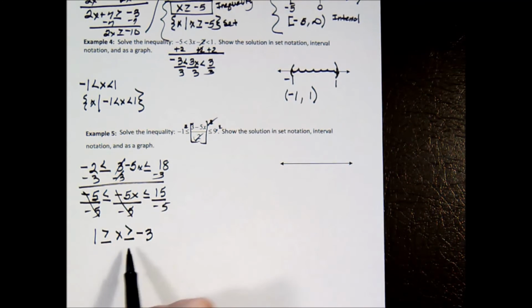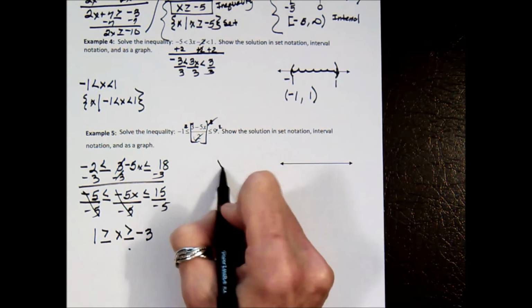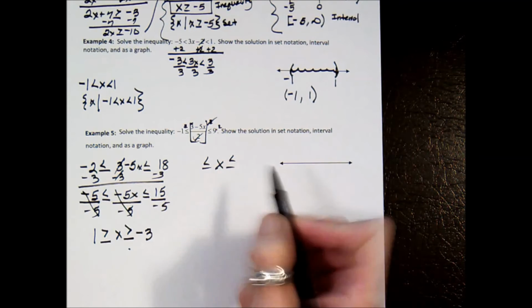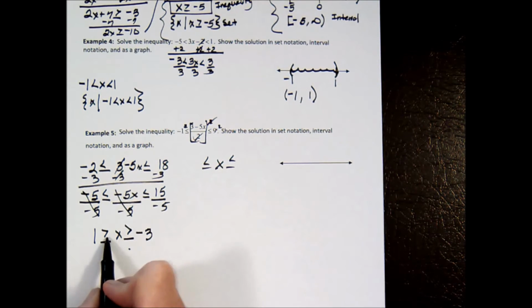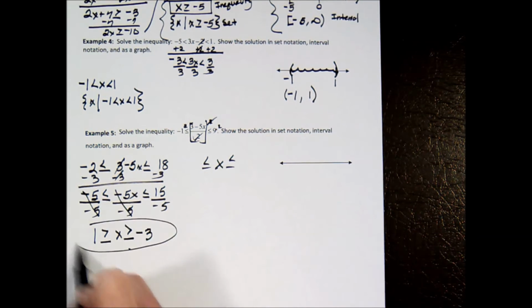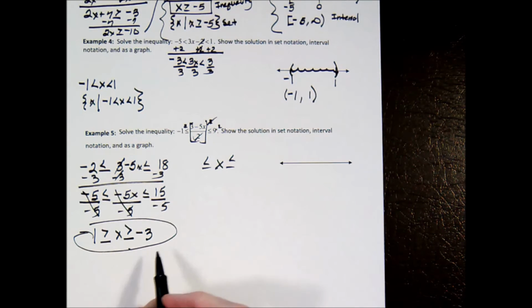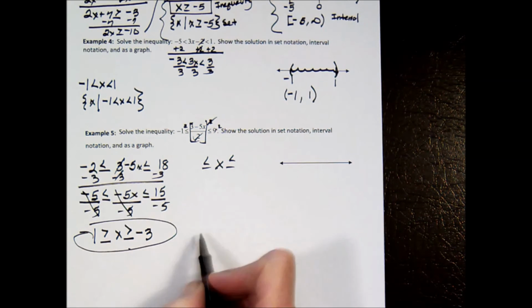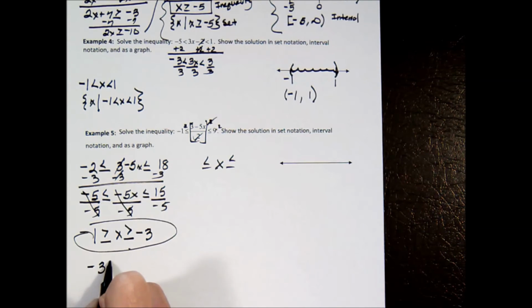Now we have a problem, because you always want your x to be in between and then those symbols, not greater thans. So what I have to do is turn this whole thing around. It doesn't make sense like this. So you want it to go from smallest to largest. So negative 3 is less than or equal to x is less than or equal to 1. This one had an extra step.